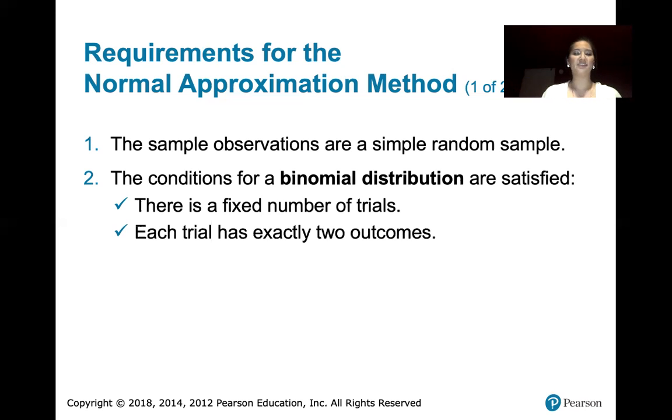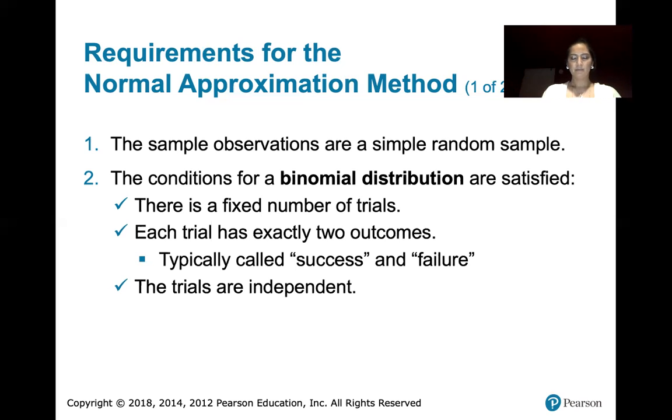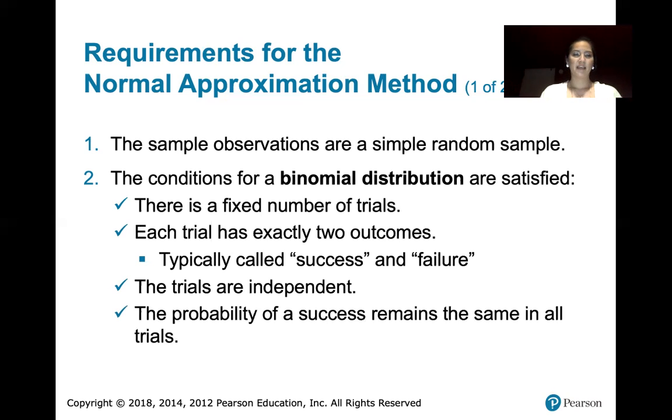And then every trial would have exactly two outcomes. We typically call those success and failure. Third, the trials need to be independent from each other. What that means is the probability of success or failure in a given trial cannot at all depend on the probability of success or failure in any of the other trials. And then lastly, we're assuming that the probability of success remains the same in all trials. If there's some reason to believe that that's not true, we shouldn't do this. Most of the time, we're not given that information, but we would assume that that is true.